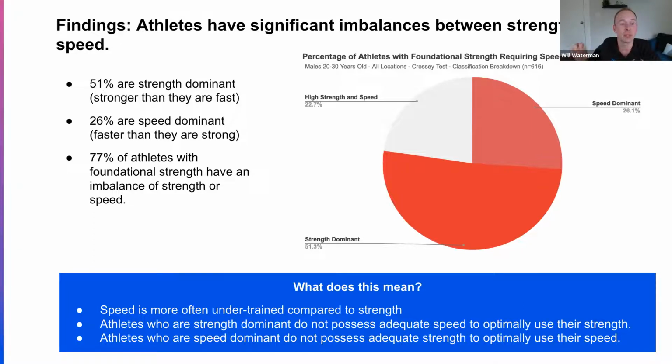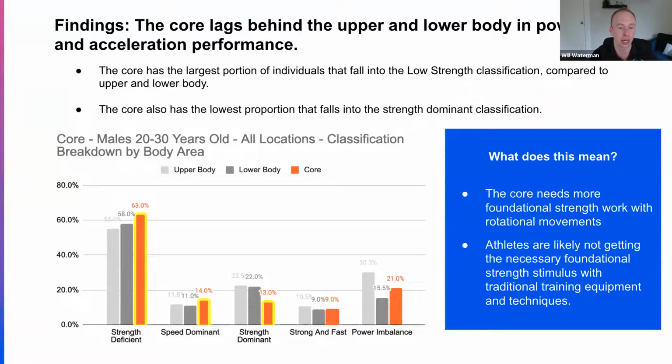26% need to be training power. And what it really means is 77% of the individuals we've tested overall have an imbalance of some kind between power and acceleration. So knowing this information is going to help you dial in exactly what they need.